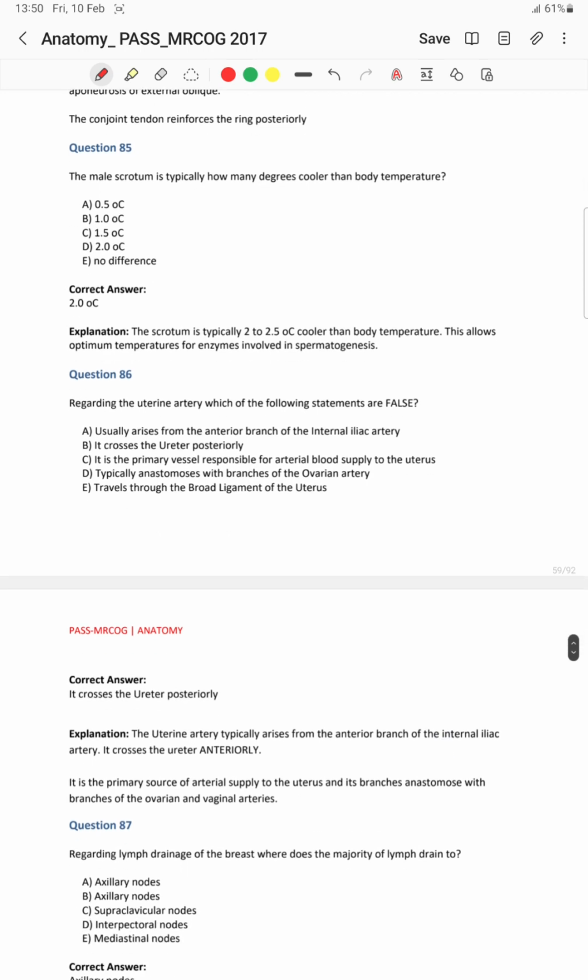Now the male scrotum typically is how many degrees cooler than the body temperature? It is 2 degrees, which is very important, and it is 2 to 2.5 degrees cooler, which helps the enzymes involved in spermatogenesis.